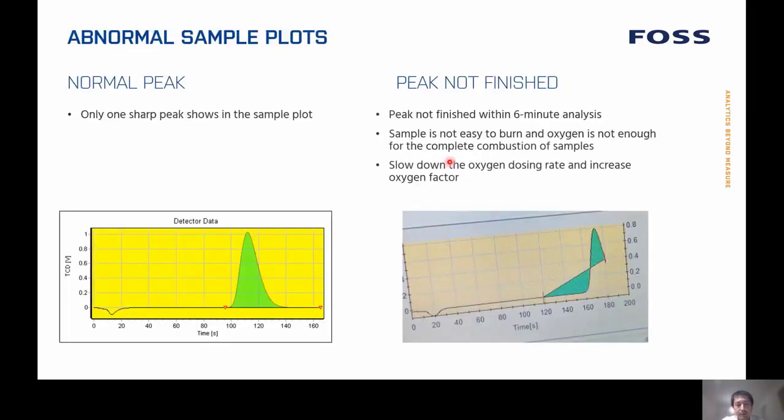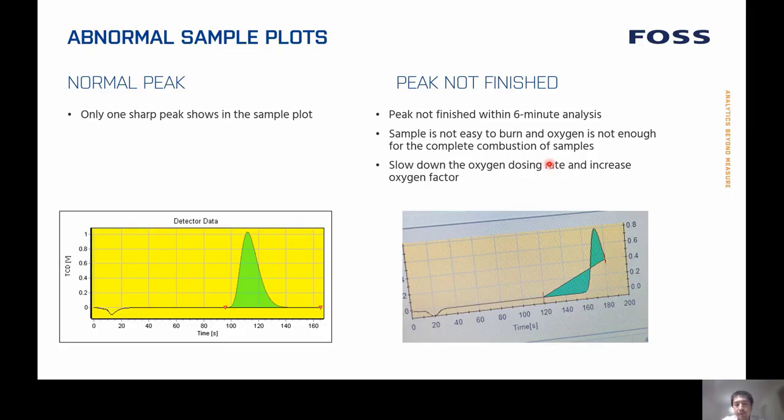And also in the system, you will get some abnormal results. The first picture here just shows the normal peak. This is a very sharp peak with a normal distribution. But sometimes when you get a peak like this, that means the analysis is not finished in 6 minutes. Because in the software the normal setting is 6 minutes for the analysis to be done. But of course you can adjust this analysis time, make it longer.